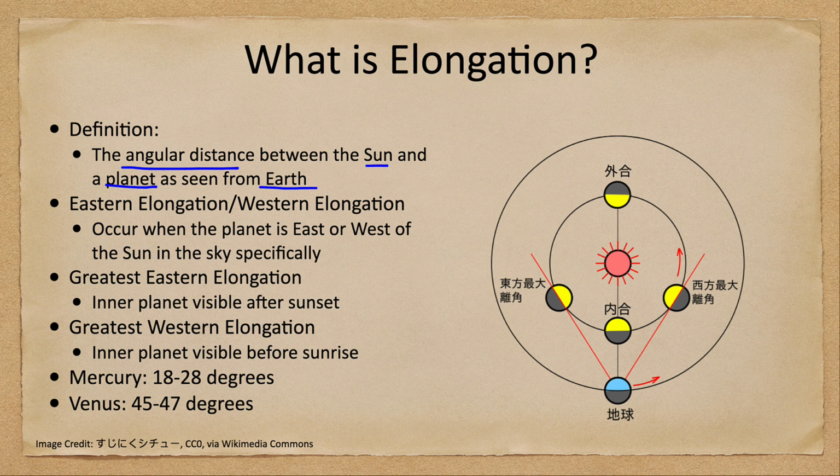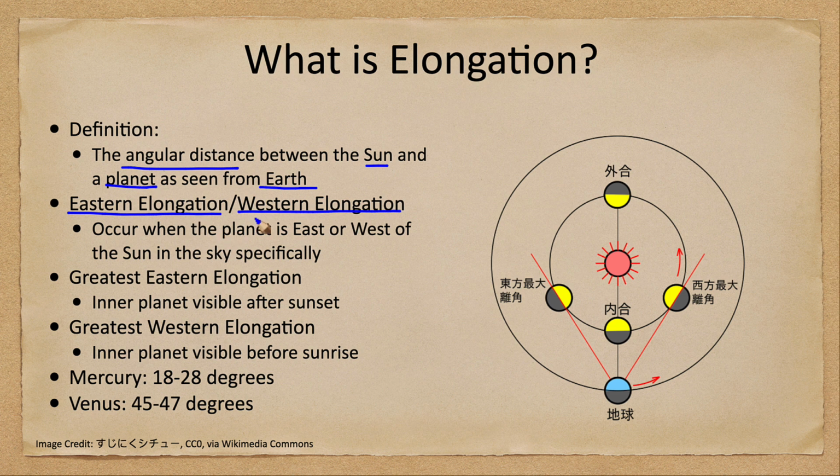Now, in general, it refers to what we call the inferior planets or interior planets to Earth, those that are closer to the sun than Earth, and that would be Mercury and Venus. Now, the elongation can be considered either an eastern elongation or a western elongation. So an eastern elongation would mean that the planet is to the east of our sun, and the western elongation would be to the west of our sun. And that determines when it would be seen in the sky.